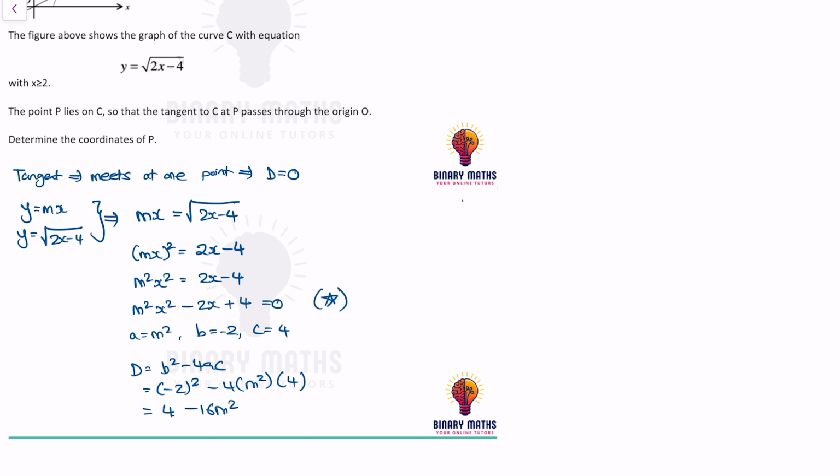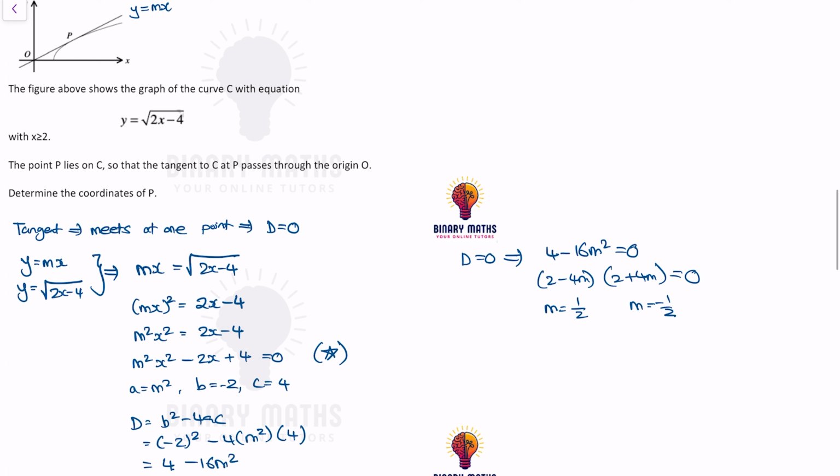Now I know the discriminant is equal to 0, which implies 4 minus 16m squared is equal to 0, which factorizes to 2 minus 4m times 2 plus 4m is equal to 0. Which means either m is equal to 2 over 4, which is a half, or m is equal to negative 2 over 4, which is equal to negative a half. Now if I look at my line there, m is positive because it's a positive gradient, so it can't be m is equal to negative half, it must be m is equal to a positive half.